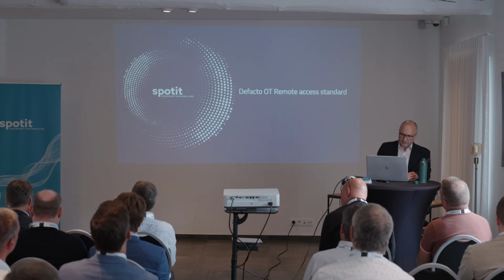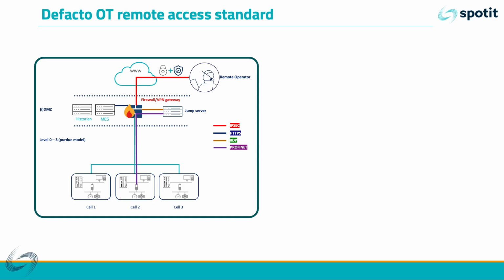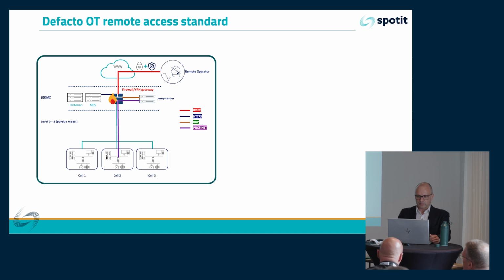So let's have a look at the de facto OT remote access standard. It typically incorporates several key components and layers designed to ensure secure and reliable remote access to your assets. So in this case, you have the remote operator. He's using VPN to connect to his plant site. The session is terminated on the firewall. And this technology, which is called VPN, ensures that the data between the remote party and your assets is encrypted and is protected from unauthorized access.